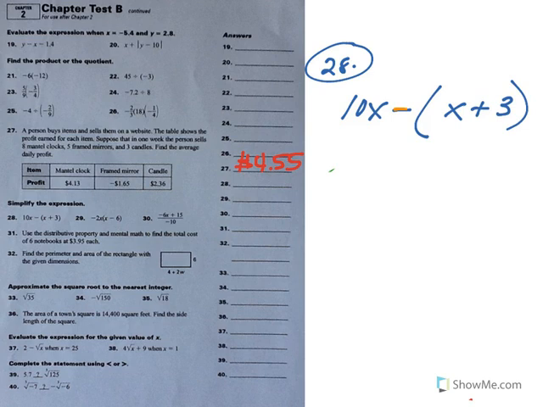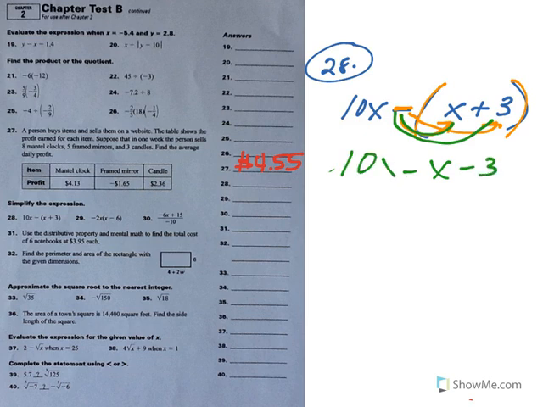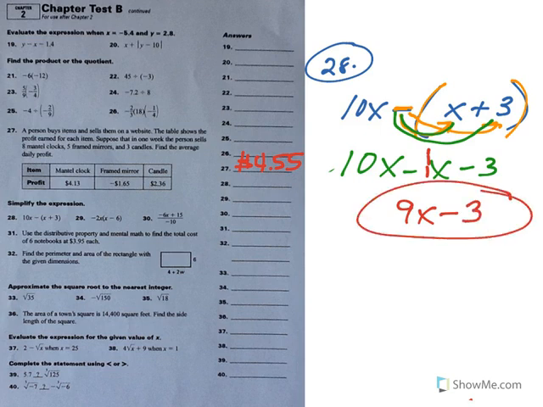The negative must be distributed to everything inside there. It's like negative times all this. So negative x and negative 3. Negative times positive is a negative. Now we have 10x comes down. 10x minus, that's 1x, right? 10x minus 1x is 9x, and 9x minus 3 is as far as you can take this.